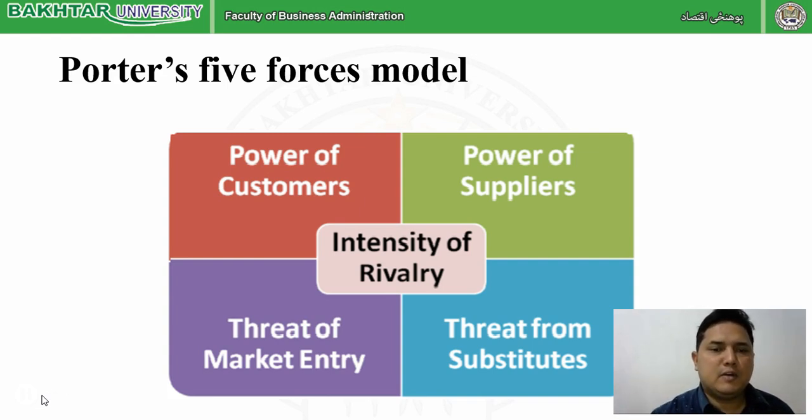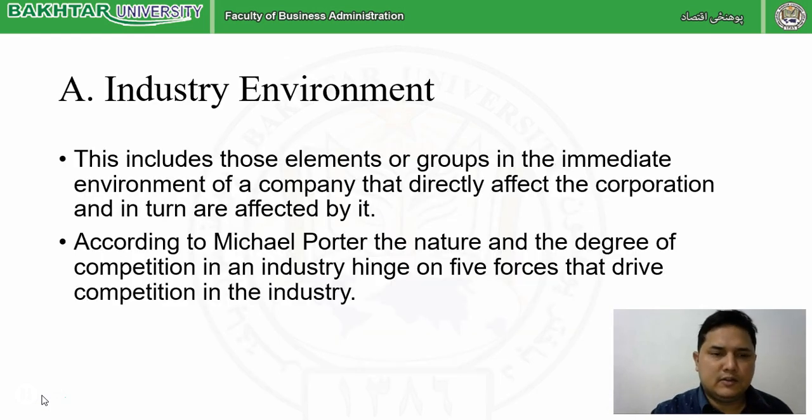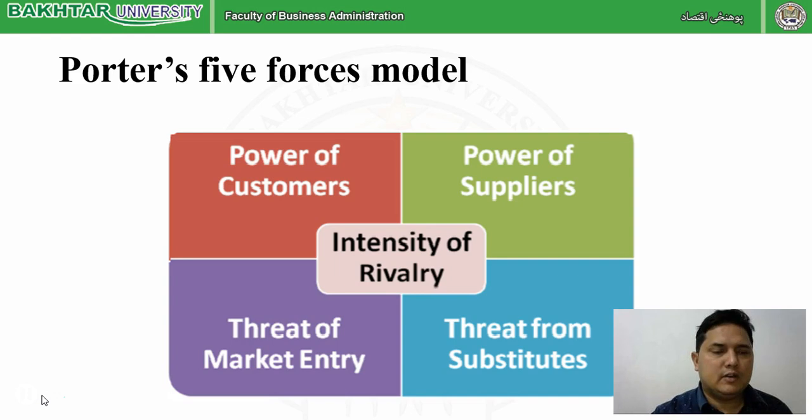The 5 are: intensity of the rivalry, meaning competitors; power of the customer, sometimes called the bargaining power of a customer; bargaining power of the supplier; threats of market entry; and threats from substitutes. So this is the 5 forces model. When we are analyzing the industry environment, we have to take care of these 5 things. Who are our competitors, how strong is the rivalry, what is their product, and will our product compete with theirs or not? Like Pepsi and Coke are real competitors.